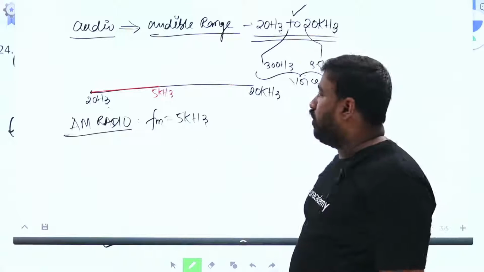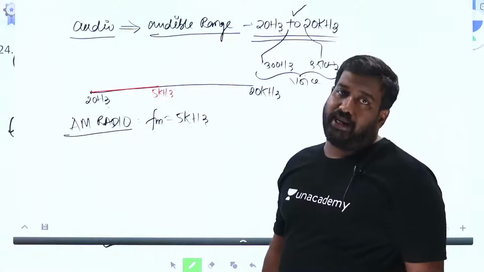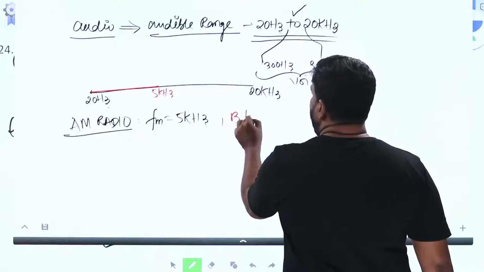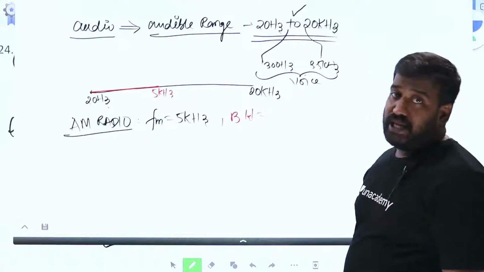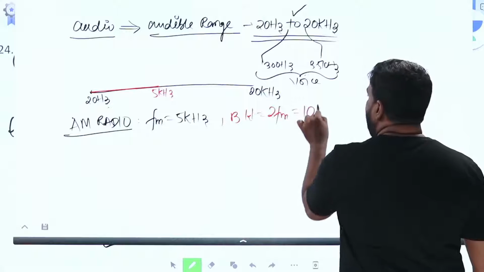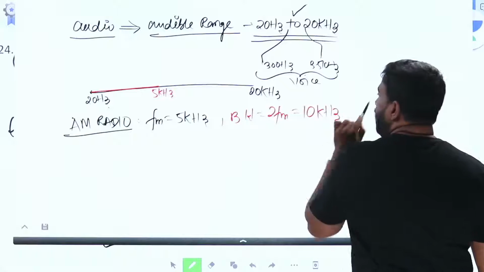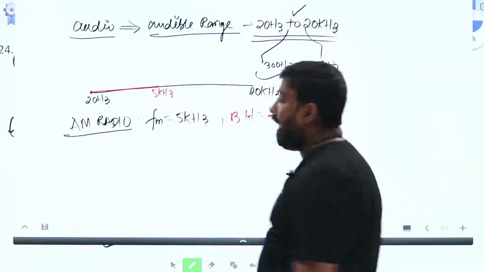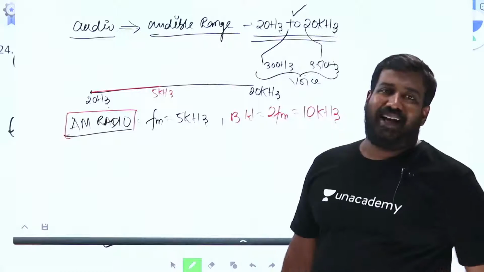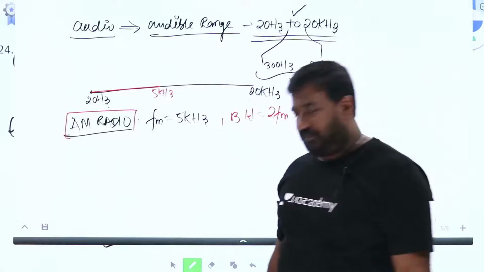AM radio uses only up to 5 kilohertz, and for AM the bandwidth is 2 times that of FM. So the bandwidth required for each AM radio channel is 2 times that of FM. Therefore, each AM radio channel will take a bandwidth of 10 kilohertz. Clear? I think now it is clear. Am I right?